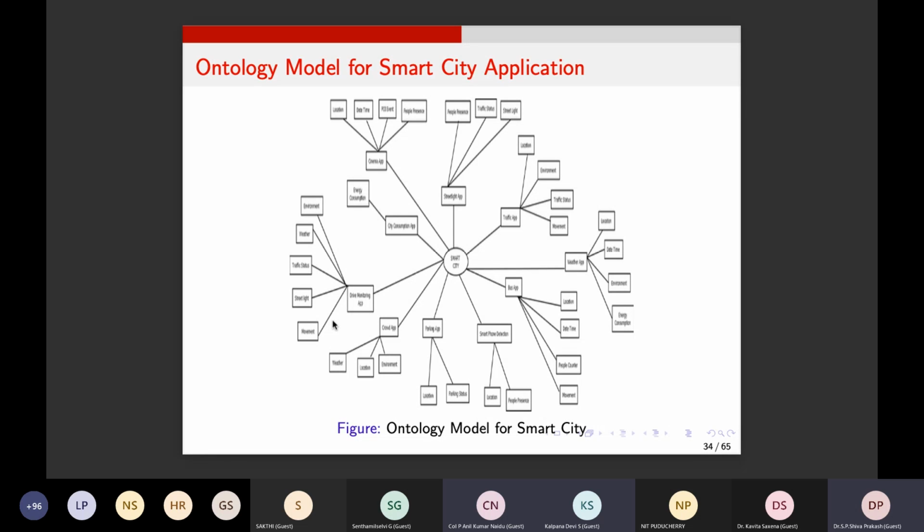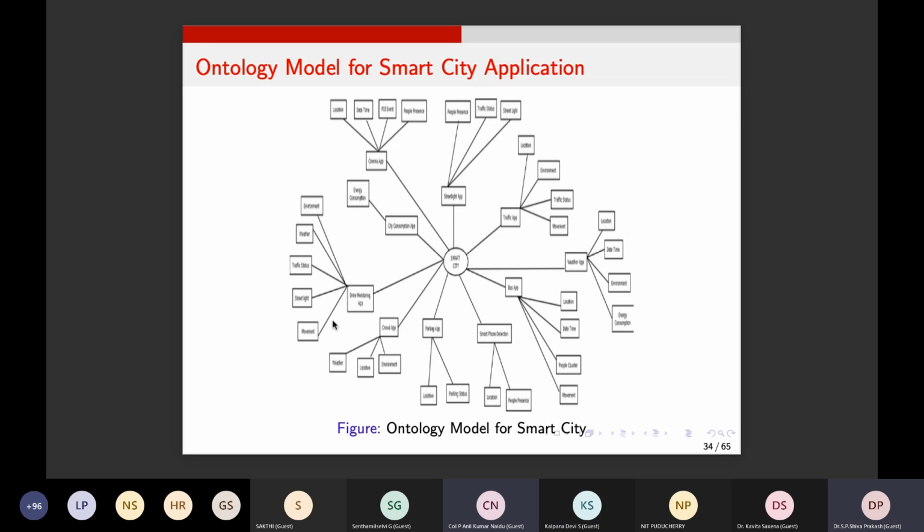So when we try to build an ontological model, we try to identify the set of sensors connected to the applications, or these sensors are providing some services to these applications, and the applications are within an environment. This ontological model helps us to find the relations, and the set of devices and sensors that are connected to a specific application.